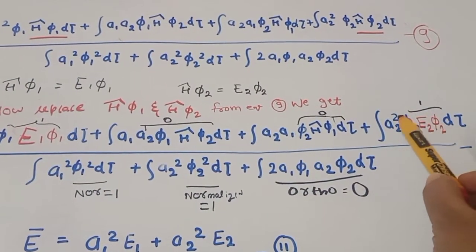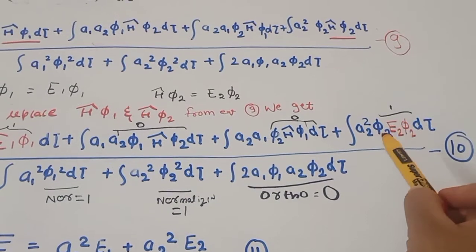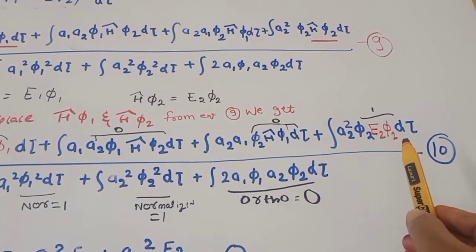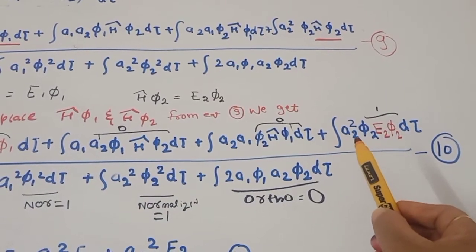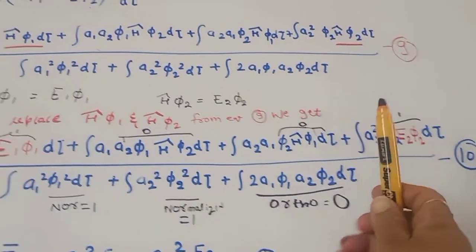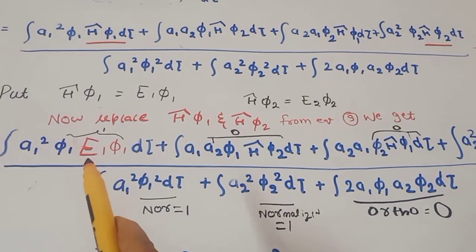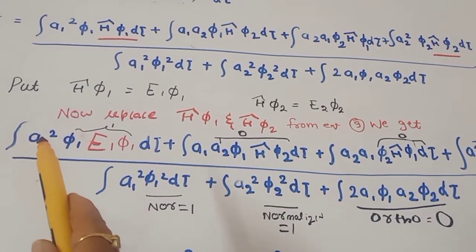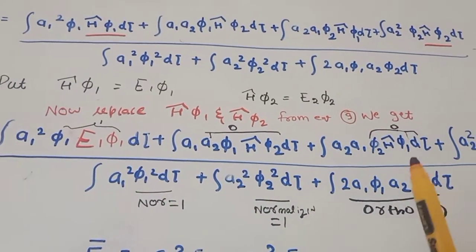Similarly, this term will be 1 here. So now in the place of our phi 2 d tau, we will put 1. So what will be left here? A2 square and E2. Similarly, in the first term, we will put our phi 1 d tau phi 1 as 1. So what will be left? A1 square and E1.